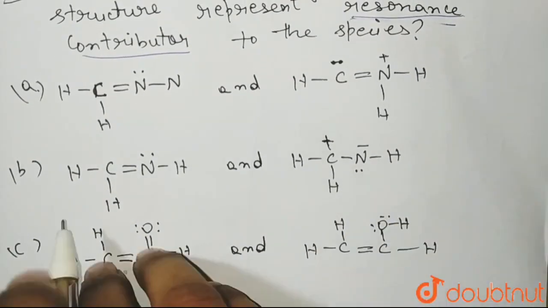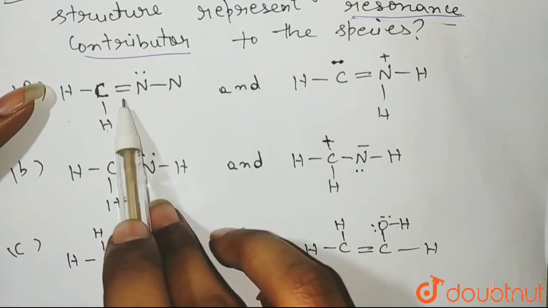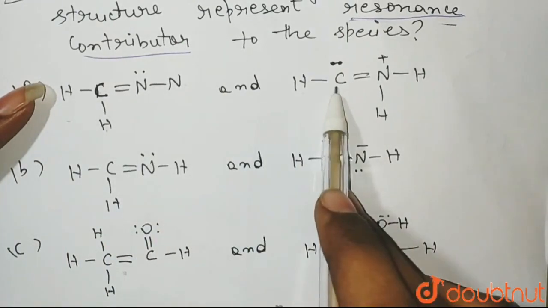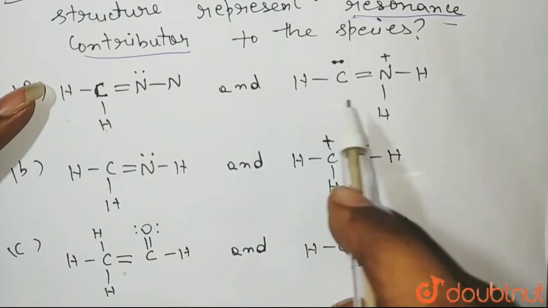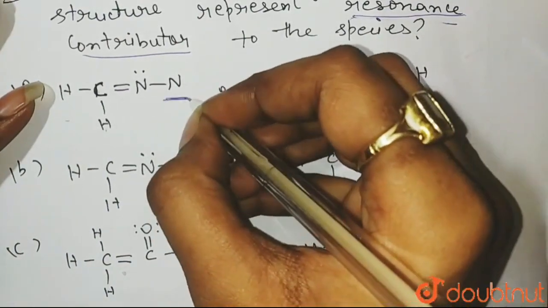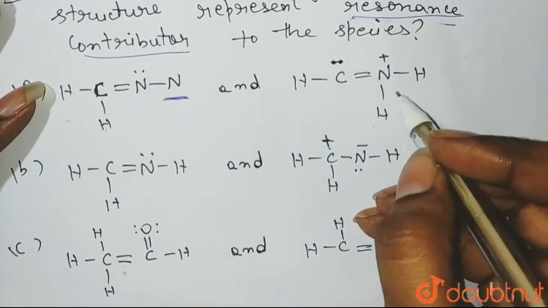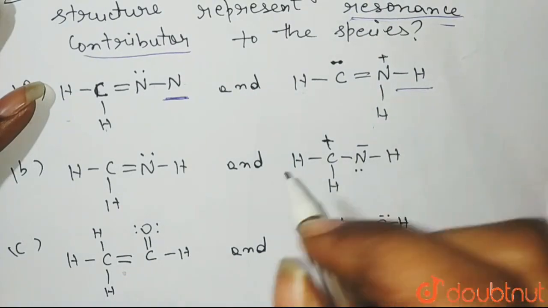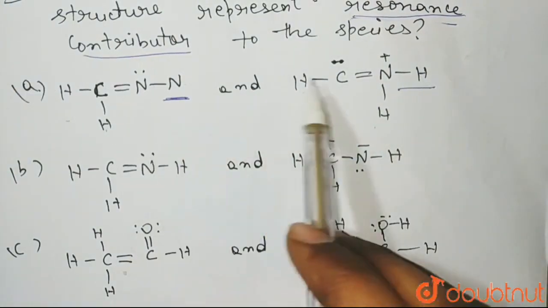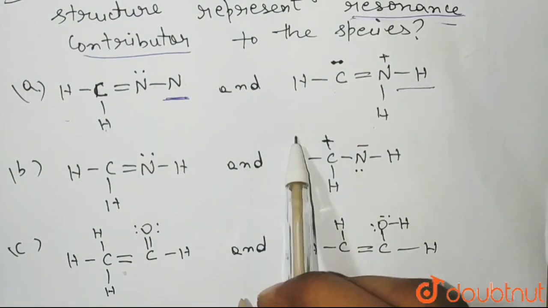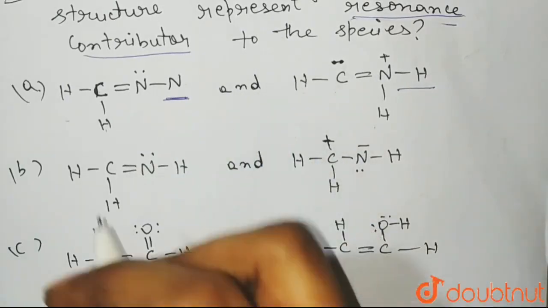If you see the first option here, it has HC double bond NN, and here it has HC double bond NHHH. Two nitrogens are here, and here only one nitrogen is present and hydrogen is there on its place. So the structure is incorrect, which is telling you that the answer is also incorrect.